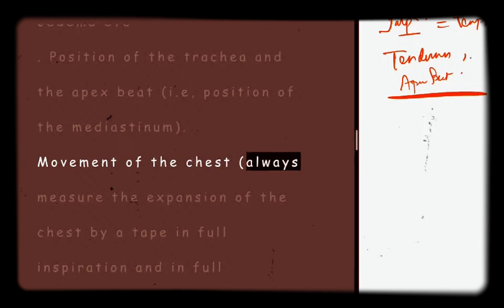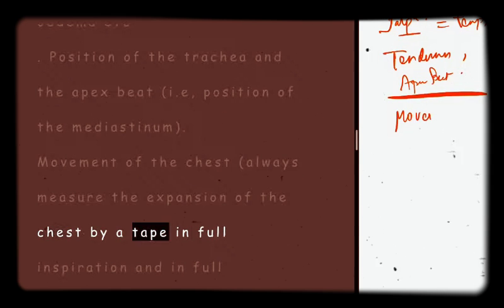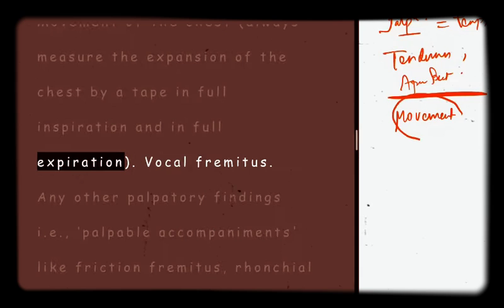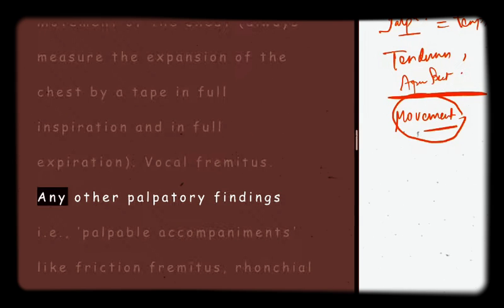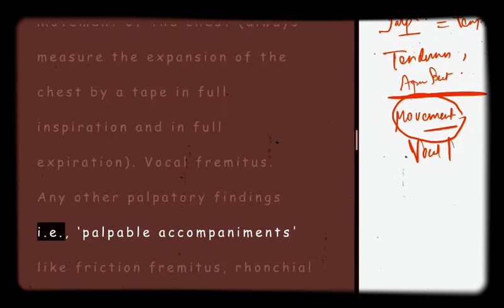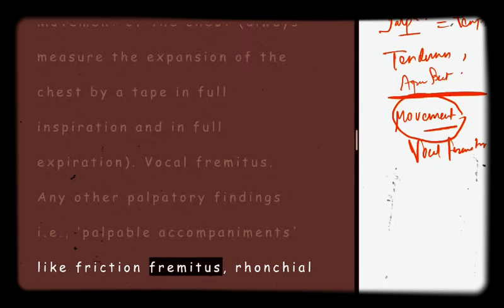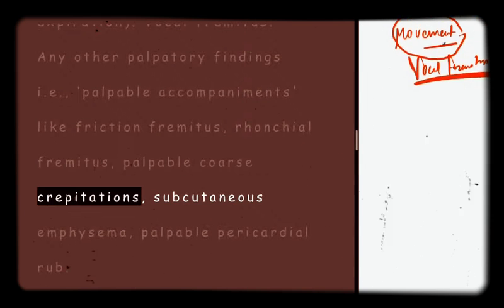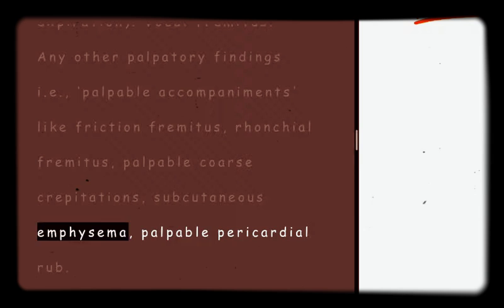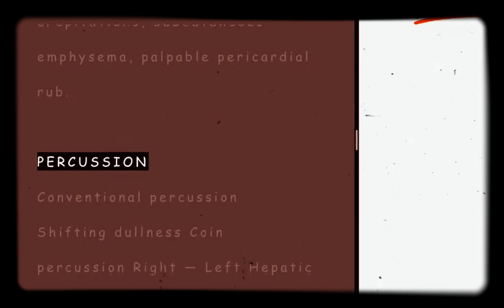Movement of the chest: always measure the expansion of the chest by a tape in full inspiration and in full expiration. Vocal fremitus. Any other palpatory findings, that is, palpable accompaniments like friction fremitus, bronchial fremitus, palpable coarse crepitations, subcutaneous emphysema, palpable pericardial rub. Percussion.